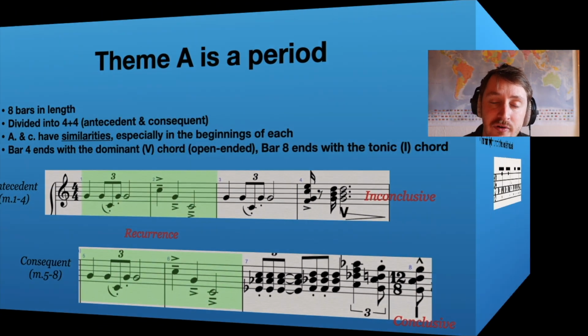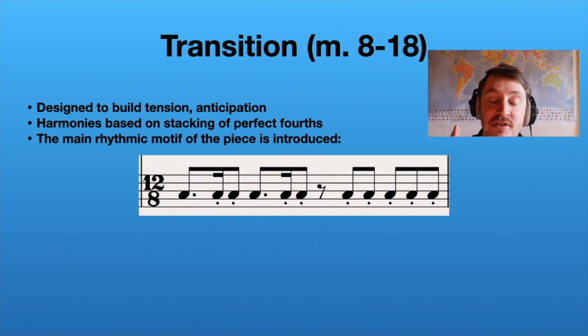After theme A follows a transition. It's the first appearance of what I call the main rhythm of the piece. This rhythm is 1 bar long. This transition section is designed to build tension and anticipation, and it culminates in the appearance of the next theme.